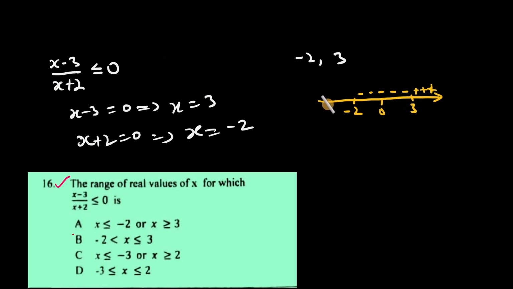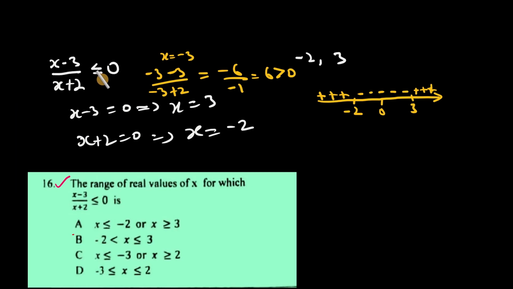Let's choose minus 3 in this region. That is, x equals minus 3. We substitute minus 3 in the place of x. We have (minus 3 minus 3) over (minus 3 plus 2), which is equal to minus 6 over minus 1, which is equal to 6, which is greater than 0. It means any value taken in this region will make the inequality positive.